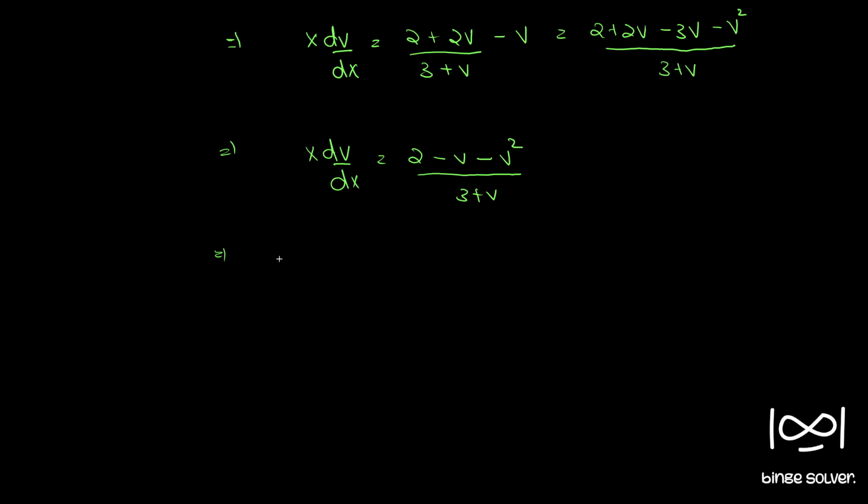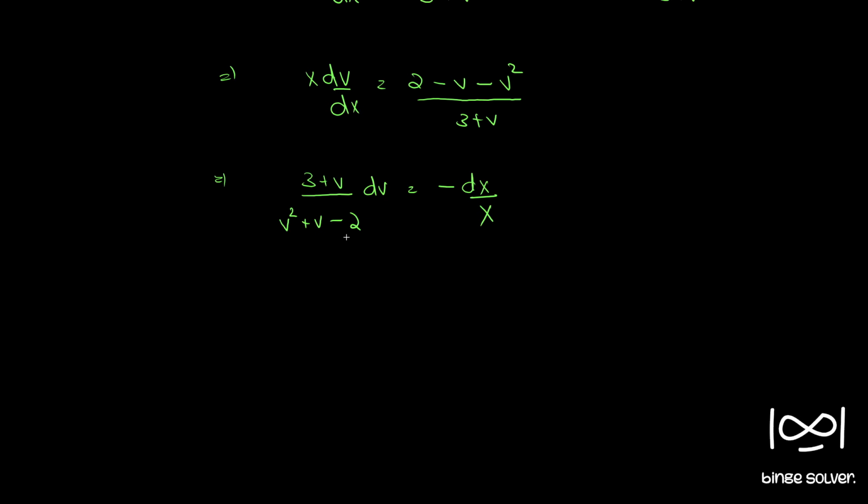So bringing all the v terms to one side and x terms to the other, we have (3 plus v) by... we will take the minus sign out from this numerator and put it on the other side. So when we take the minus sign out, we have (v square plus v minus 2) dv equal to... say I'm putting the minus sign outside, multiplying both sides by minus 1, so minus dx by capital X.